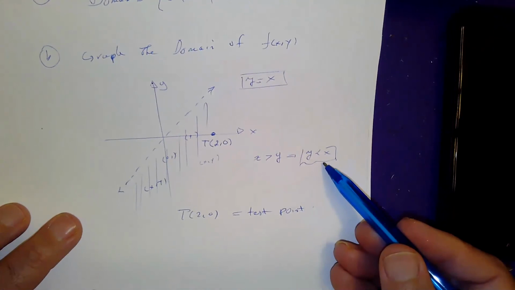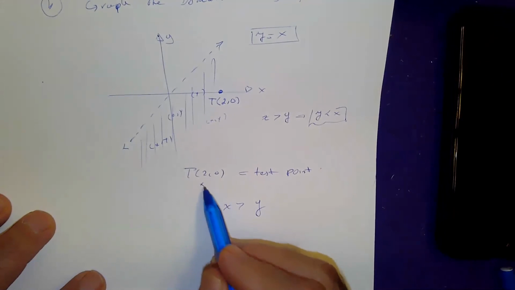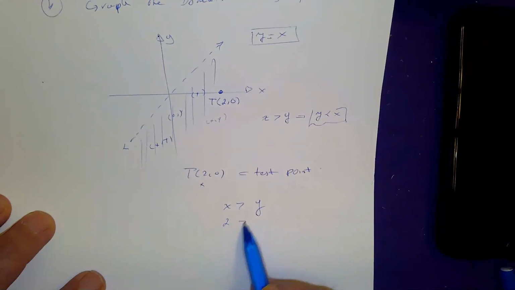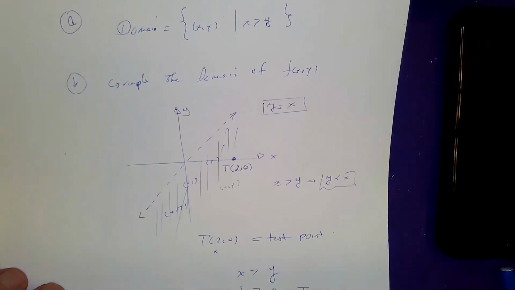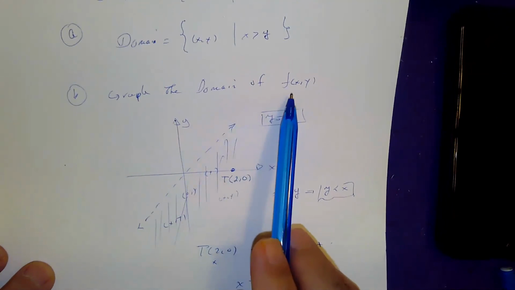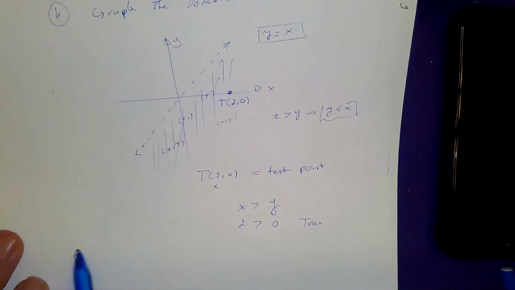But I could just tell by the direction it's less than. Anyways, where would you test this? Right here. What was my x? 2. Is 2 greater than 0? Yes, true. So we always shade the true side. So this would be a follow-up for domain problems. Sometimes the domain might be what? Might be a surface.